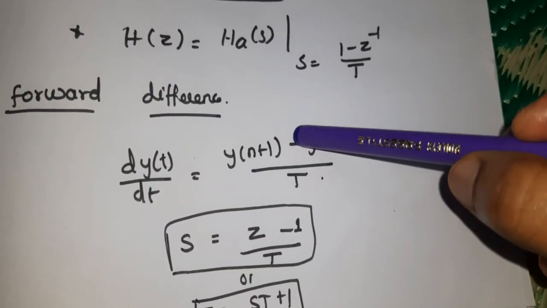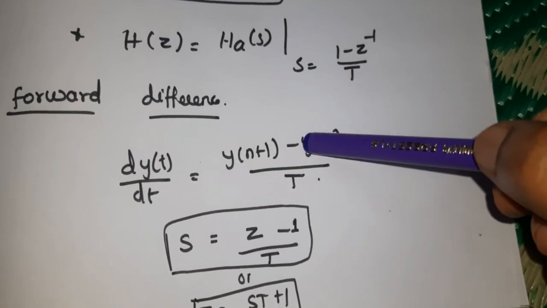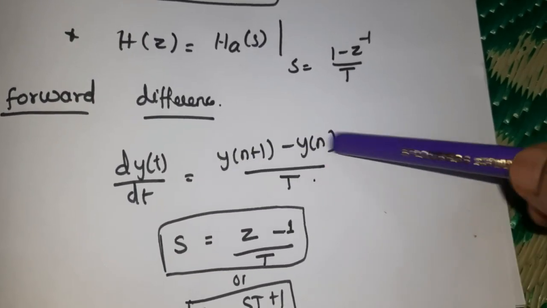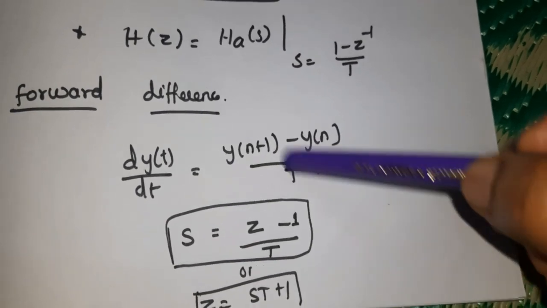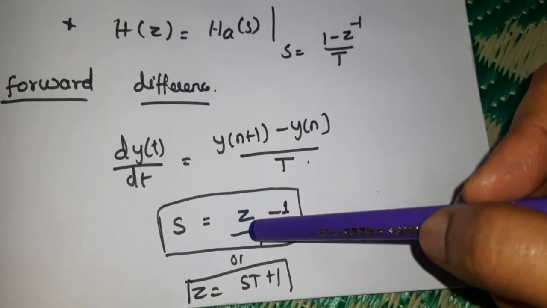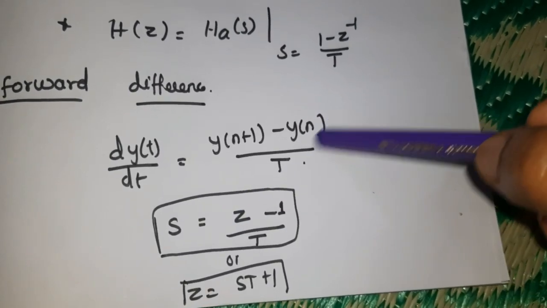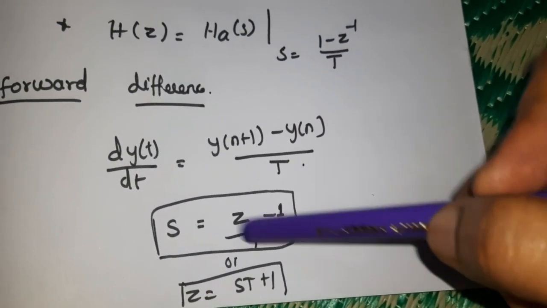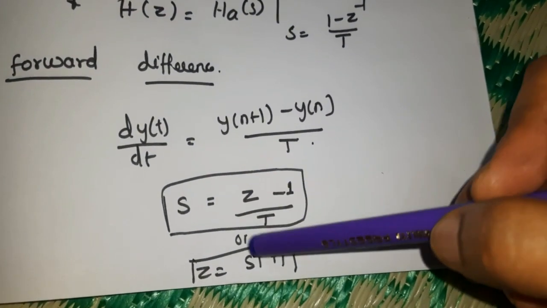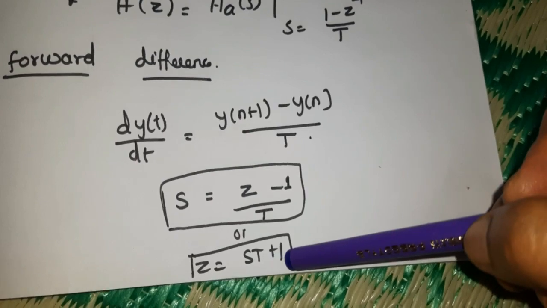If we are using the forward difference for the same equation, we will get y'(n) = (y(n+1) - y(n))/T. And here y(n+1) is z^+1, and this is (z - 1)/T, which is equal to s. So this equation can be written as z = sT + 1.